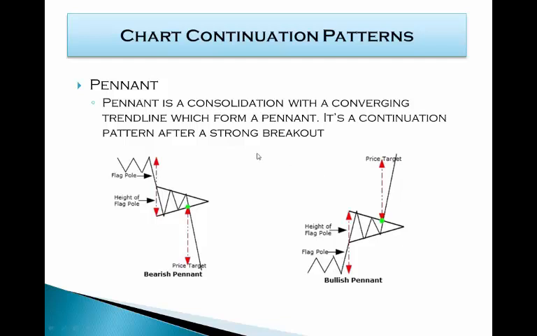Now, next we're going to some chart continuation pattern. And one of the continuation pattern I want to talk about is this pennant. You can see that the pennant is a consolidation with a converging trend line. See, we have a price dropped and it go into a consolidation. So you can see the price actually goes sideways, making a lower high and higher low, right?